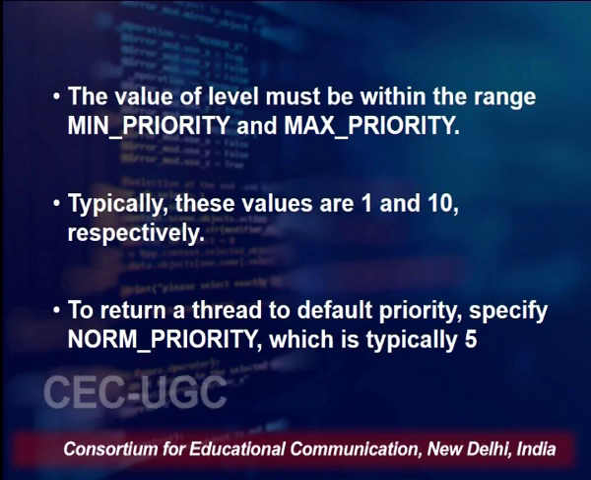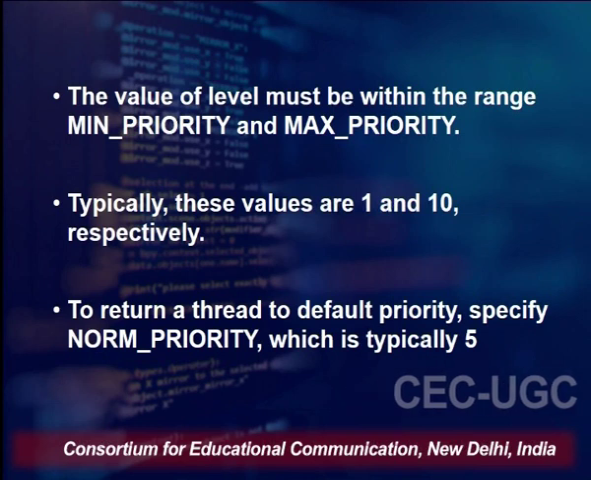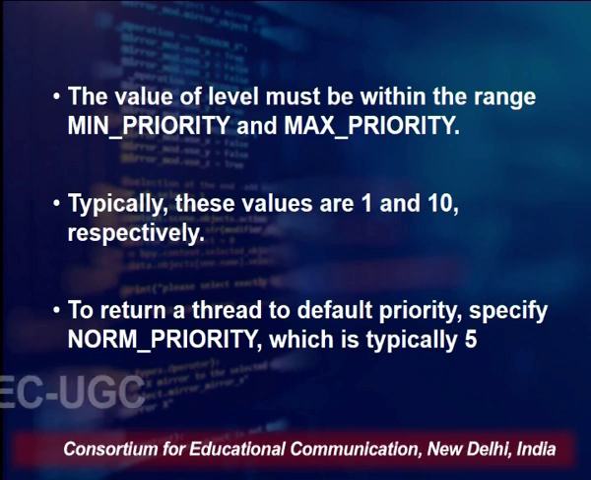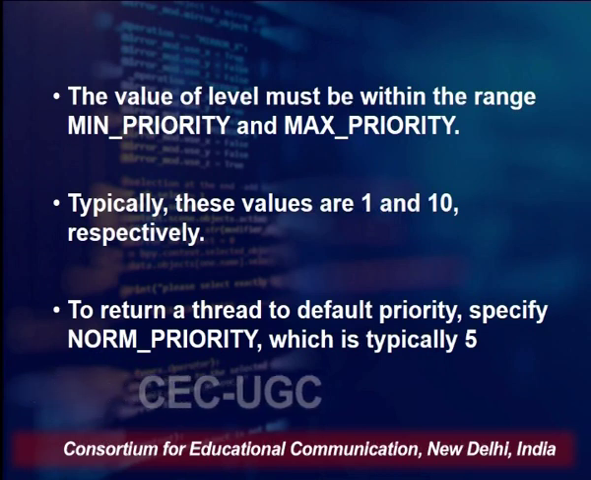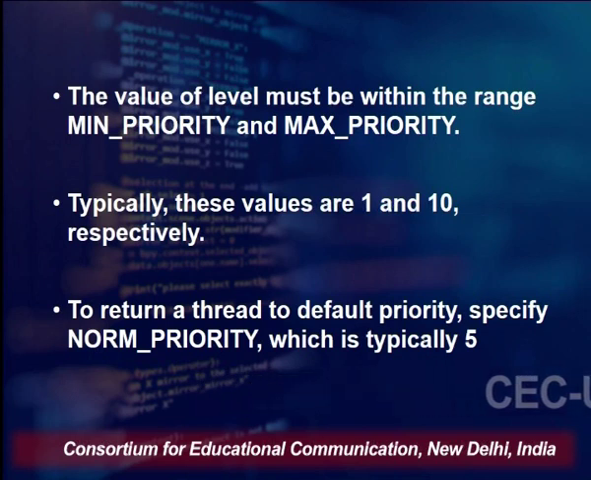So if we want the thread to be on lower priority, we will assign a lesser number, or if we want to assign more priority to that thread, we will give a higher number close to 10 or maybe 10 itself, which is the maximum priority.